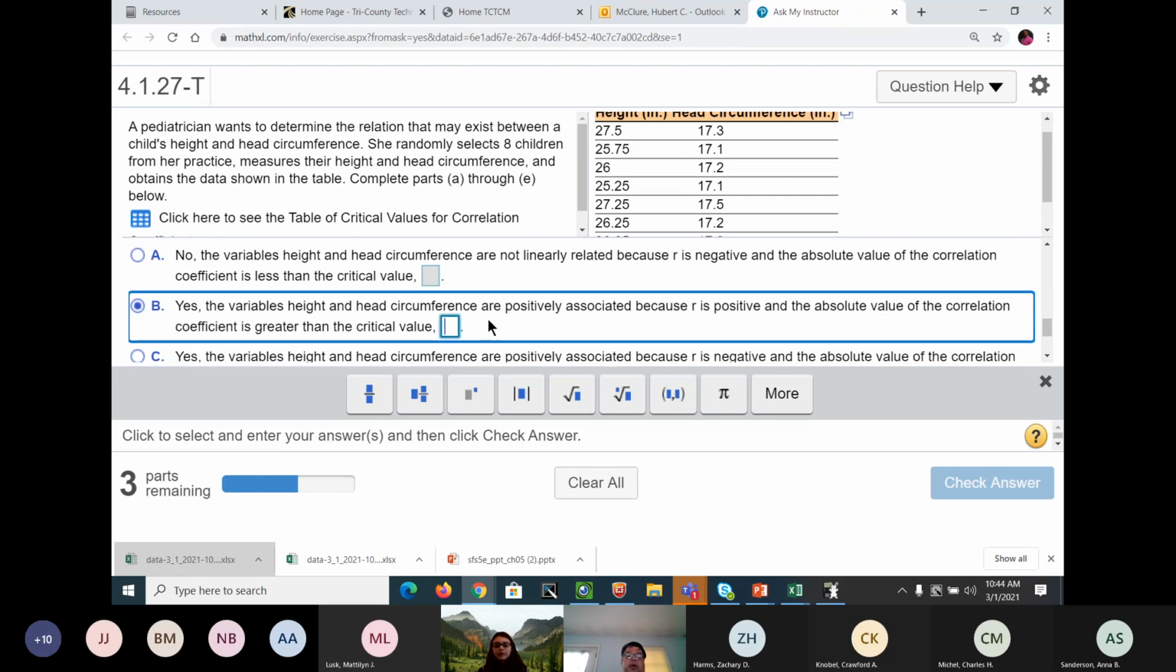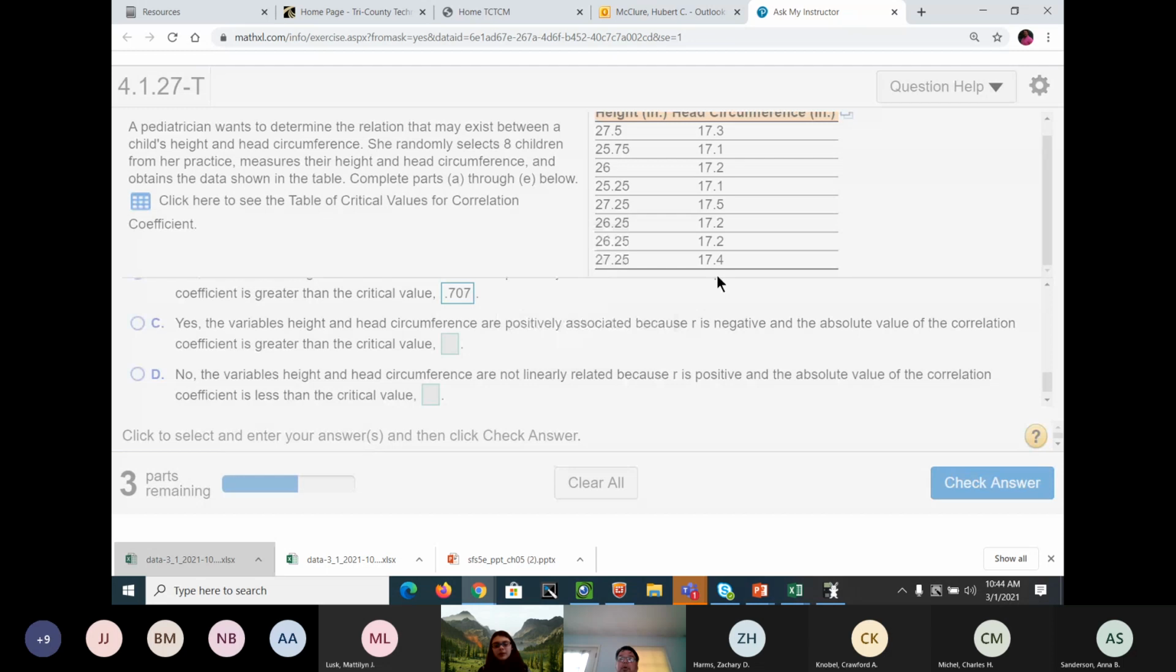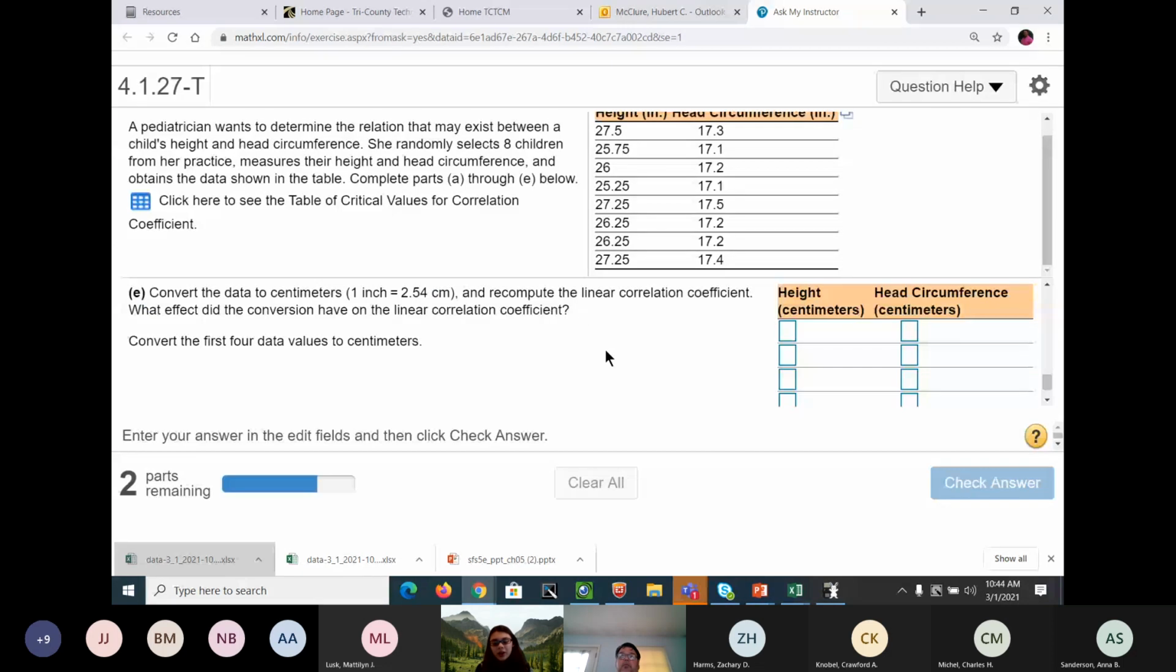It's not negative, it's positive. So how do you find that? It's greater than the critical value, 0.707. I don't understand the critical value.